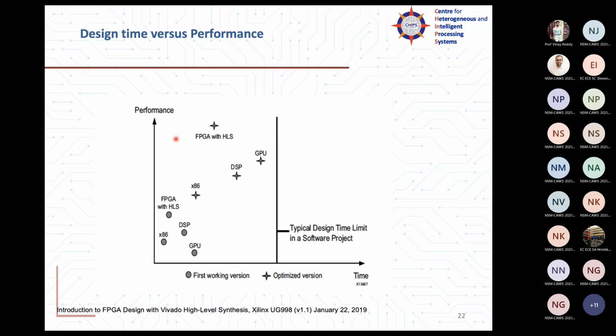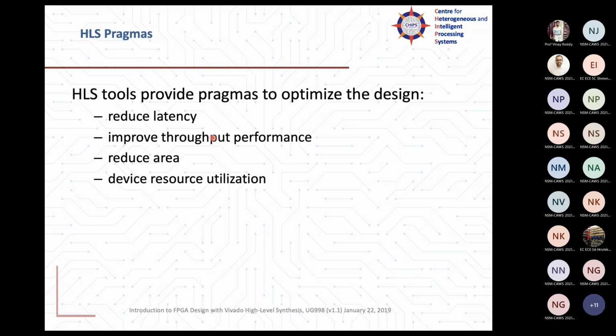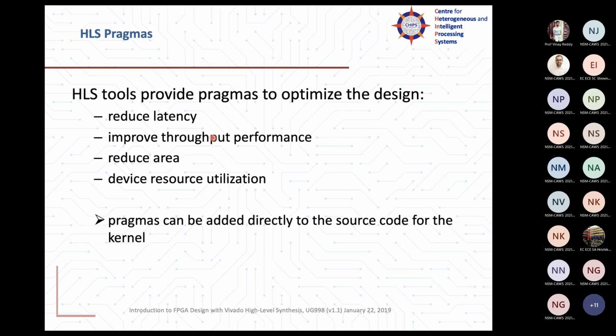FPGA design entry tools are becoming very powerful. They're making it very easy for software programs to be mapped onto FPGAs. They provide pragmas that help you to improve latency, improve throughput, reduce area requirement, and also improve device utilization. These are pragmas which can be directly inserted in the source code, just like how you did OpenMP programming or any pthread kind of programming. You have pragmas in high-level synthesis.